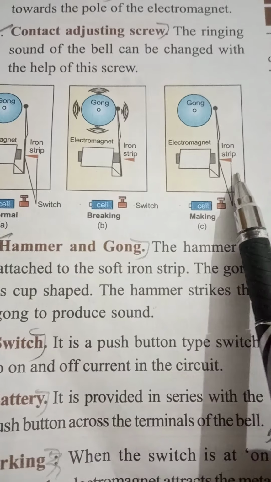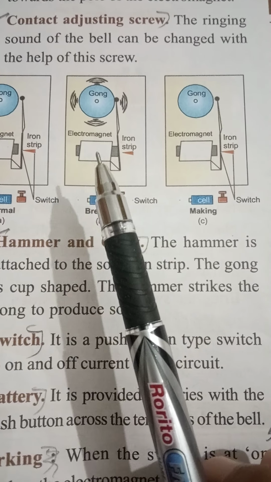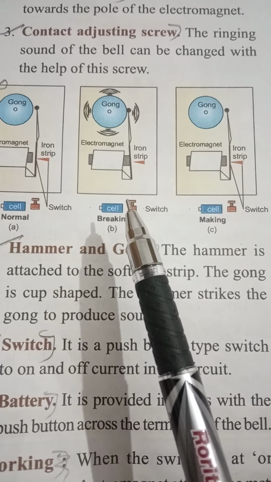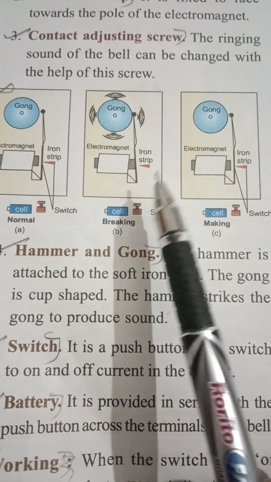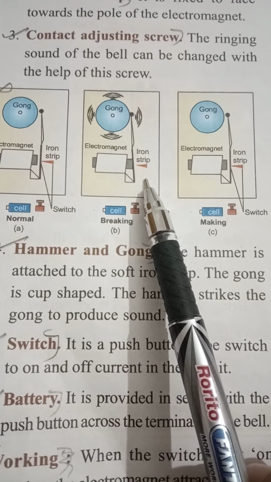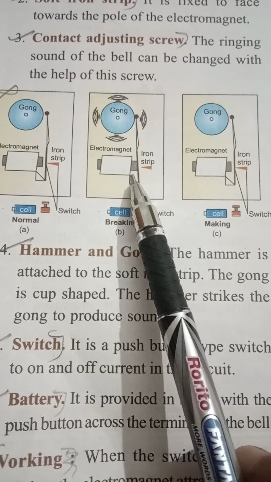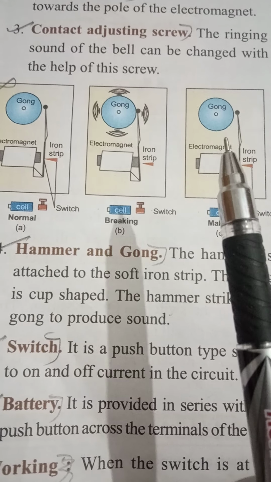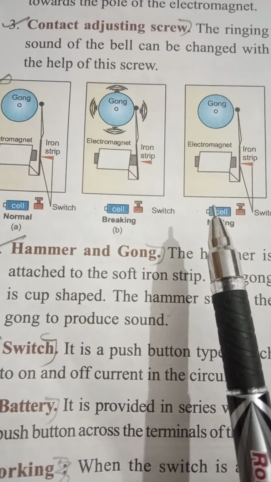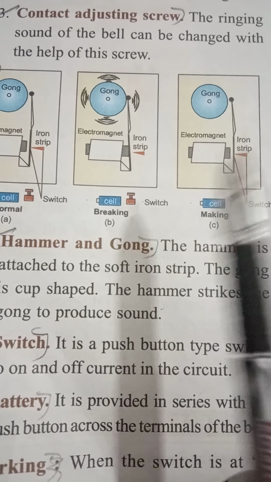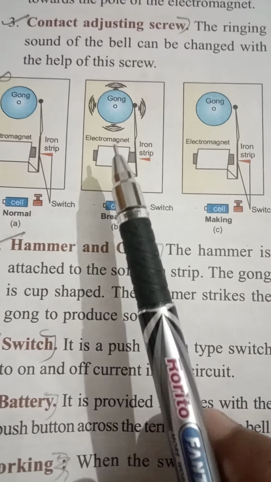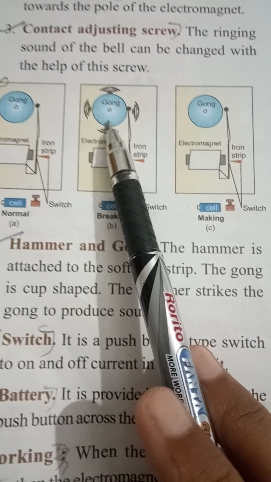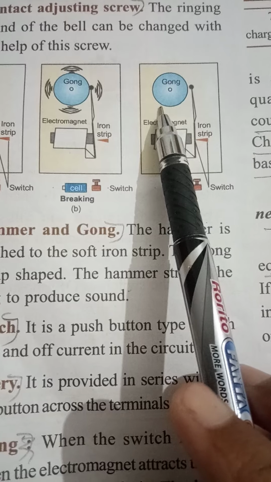See in this diagram, an insulated copper coil is wound closely around the soft iron. The soft iron strip is here. It is fixed facing the pole of the electromagnet. There is an adjusting screw. The ringing sound of the bell can be changed with the help of this screw. This is the off position, this is the on position, this is again the off position.